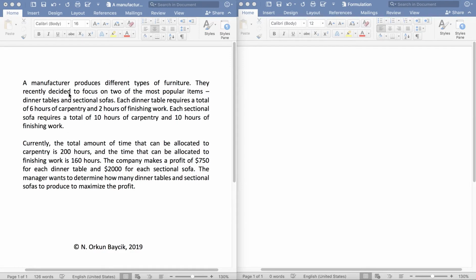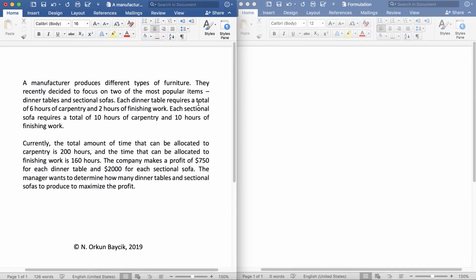So in this problem, the first step that you need to accomplish is to clearly understand what the problem describes. I would recommend underlining the important parts or taking notes when you read the question, especially when you first start working on mathematical modeling questions. So we have a manufacturer that produces different types of furniture, and they recently decided to focus on two of the most popular items, which are the dinner tables and sectional sofas.